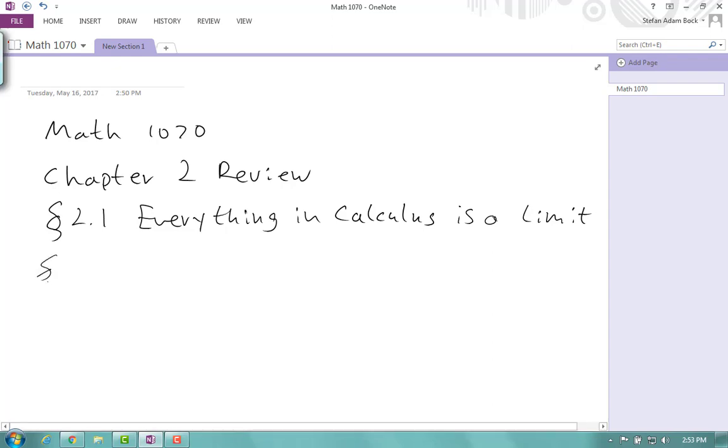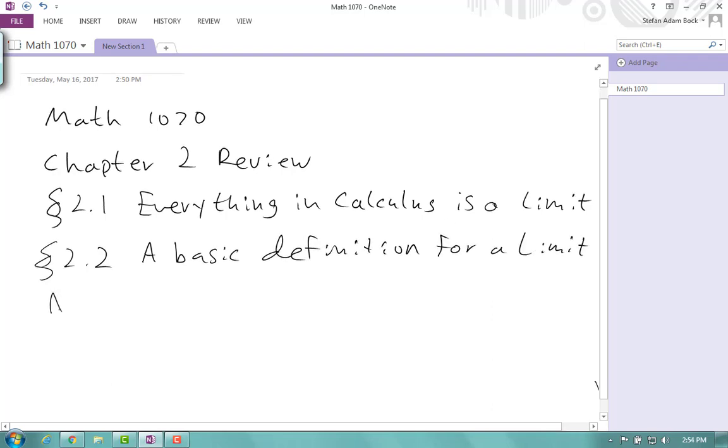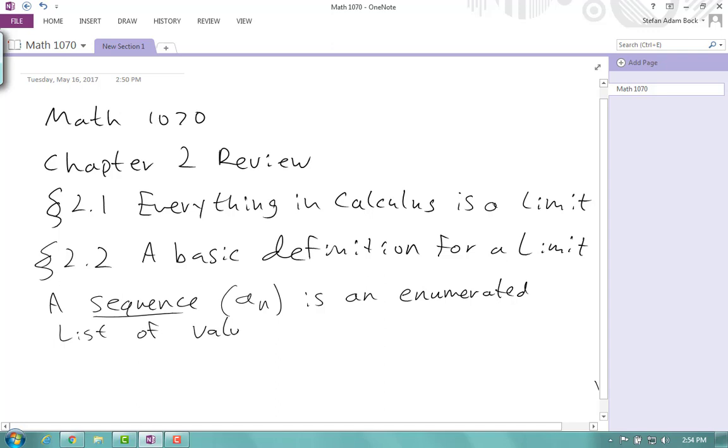So in section 2.2, we give ourselves a more intuitive understanding of what a limit is. I like to add a little bit more math to it than the book does, so I'm going to start off with an extra definition. So first off, I'm going to define a sequence. A sequence, which is usually denoted a sub n in parentheses, is simply an enumerated list of values.